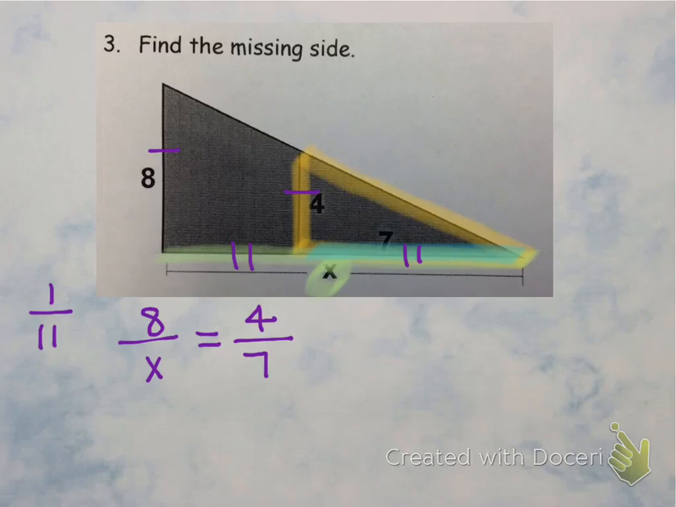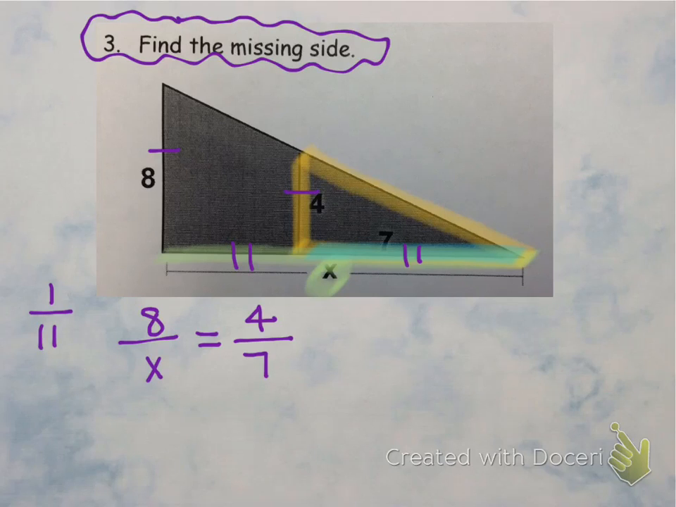Now notice we have an x. Our question here is to find the missing side. So it wants us to find the base of our triangle. We do this just like we do any other proportion finding x.